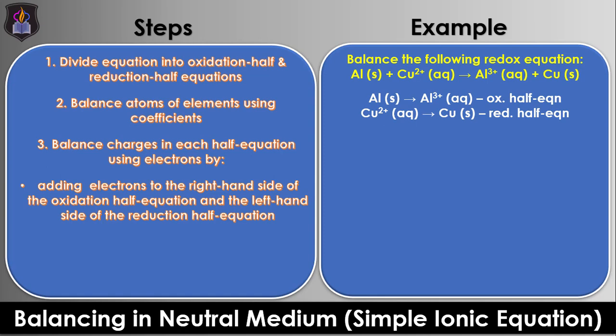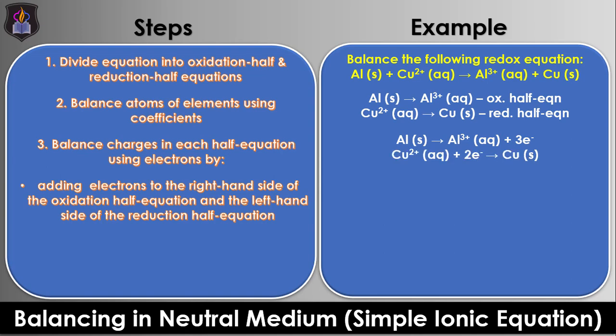Bear in mind that every mole of electron added is equivalent to -1. In our two half equations, the charge on the left hand side of the oxidation half equation is 0, while that on the right hand side is +3. So adding 3 electrons to the right hand side is equivalent to adding 3 negative charges, which neutralize the 3 positive charges to 0. Note that adding electrons to the left-hand side of an oxidation half equation only increases the negative charges on that side of the equation without necessarily neutralizing the overall positive charge.